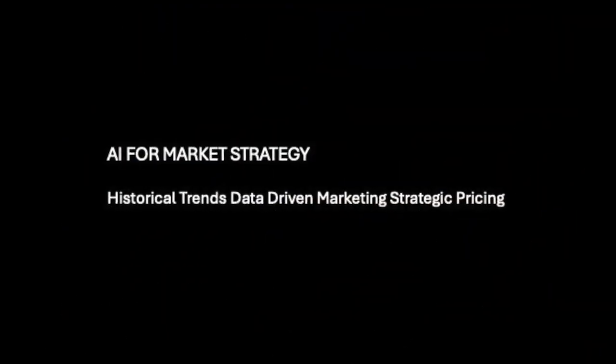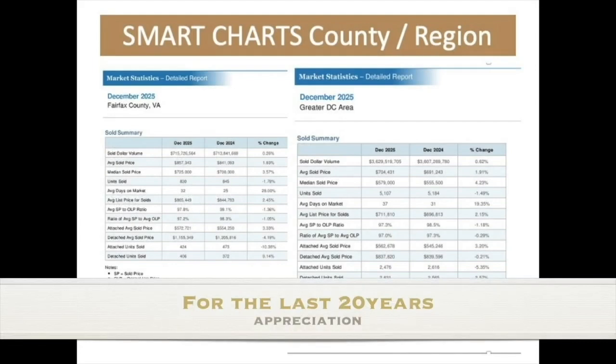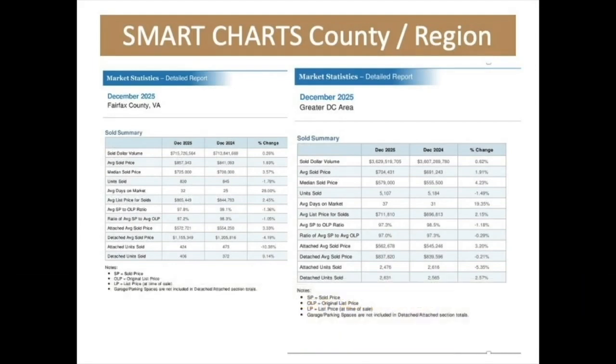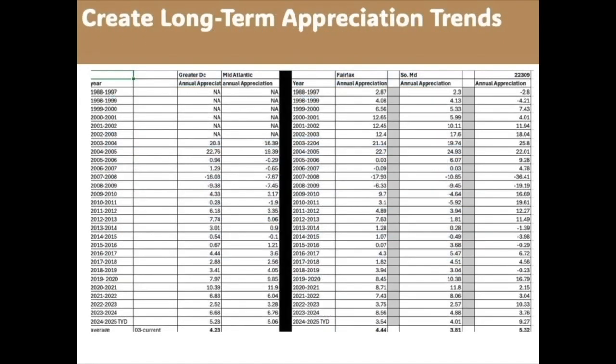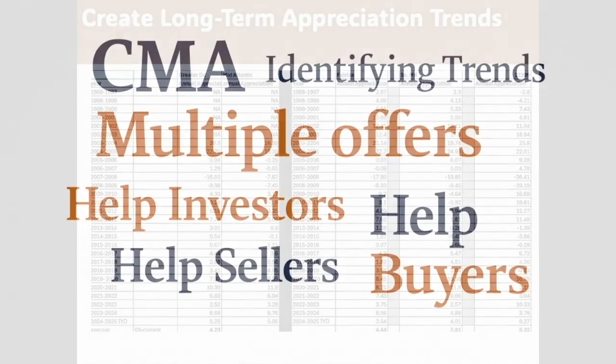I input appreciation rates from Smart Charts, went through 20 years, and put it all in ChatGPT, and I said, make me a chart. I did a chart from the appreciation rates from the greater DC area, Mid-Atlantic, Fairfax, Southern Maryland, and it has the appreciation of each year. And I got it all from Smart Charts.